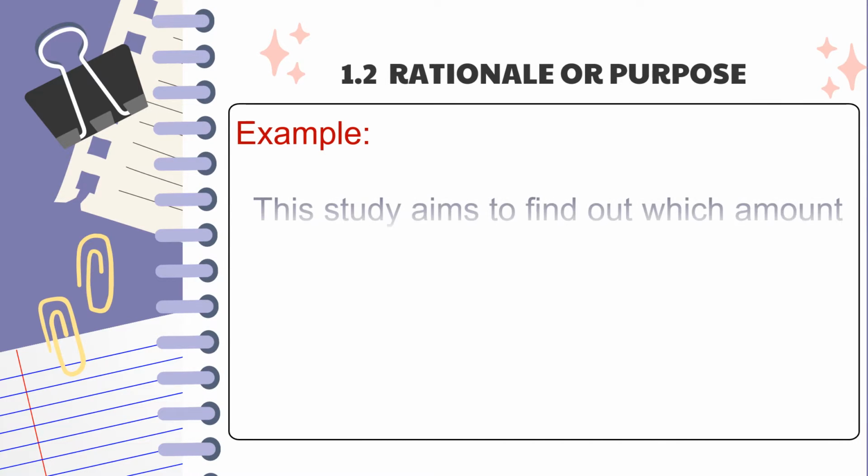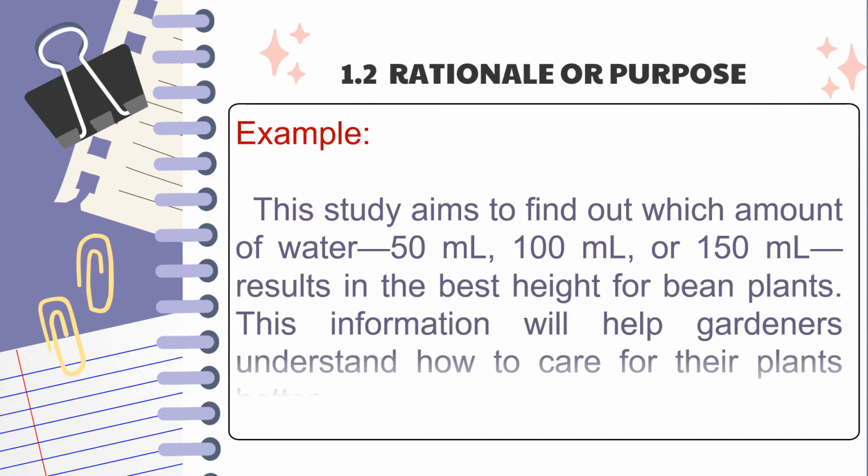Example: this study aims to find out which amount of water, 50 milliliters, 100 milliliters, or 150 milliliters, results in the best height for bean plants. This information will help gardeners understand how to care for their plants better. This section outlines the reasoning behind the research and explains why the chosen topic is significant. Understanding the rationale helps convey the necessity of the study to the audience.